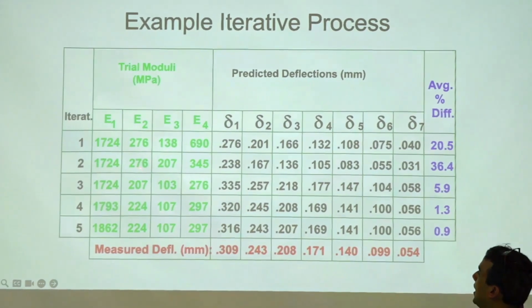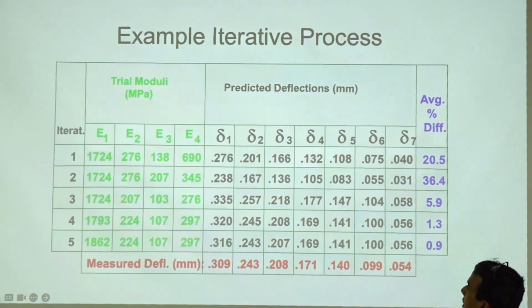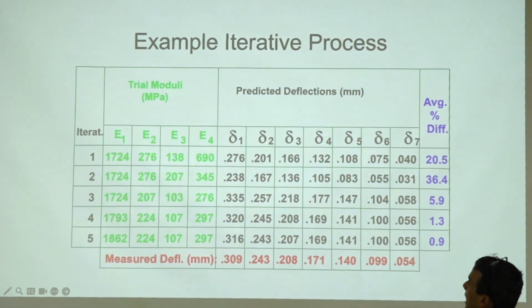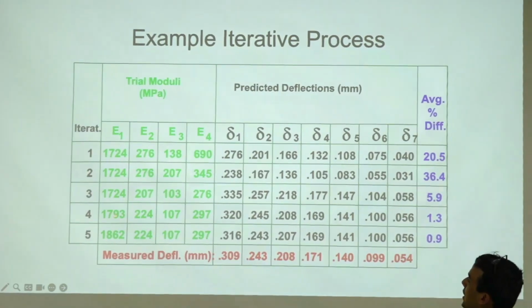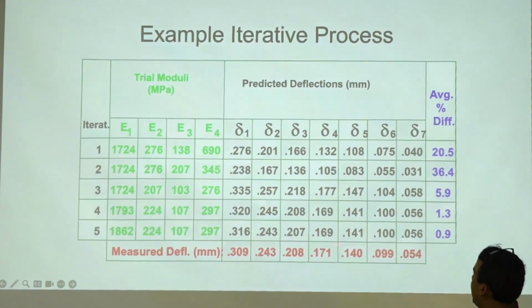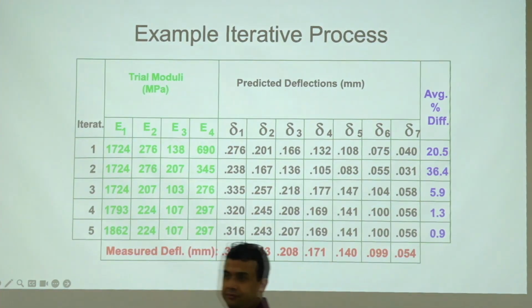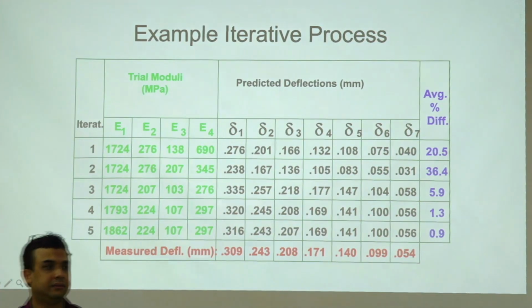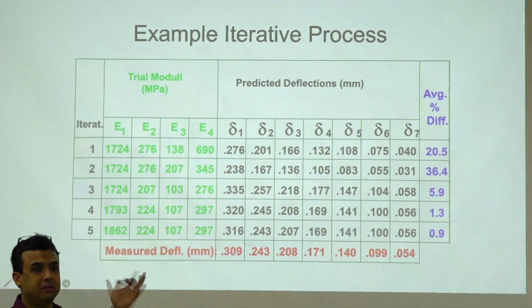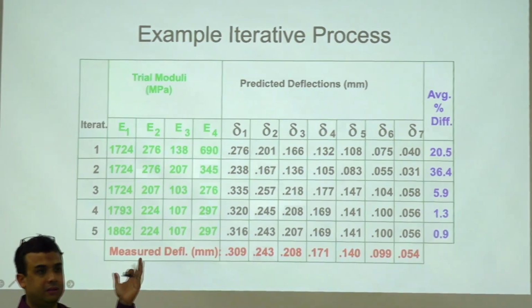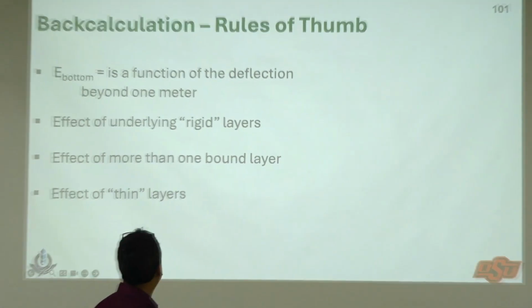Here also no E1, E2 change. Here you see a little bit of E2 change now coming. Then you go to E3, E1 change, and then finally you are at an average difference of 0.9%. Any questions? Does that make sense? What we were doing here is just error minimization.